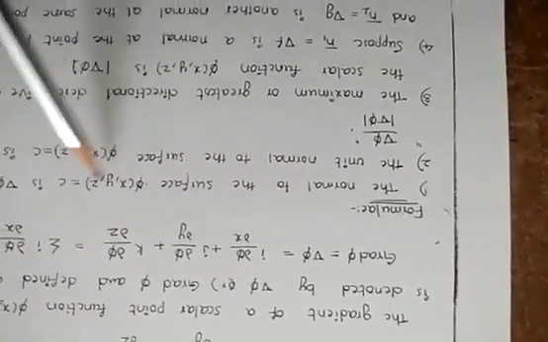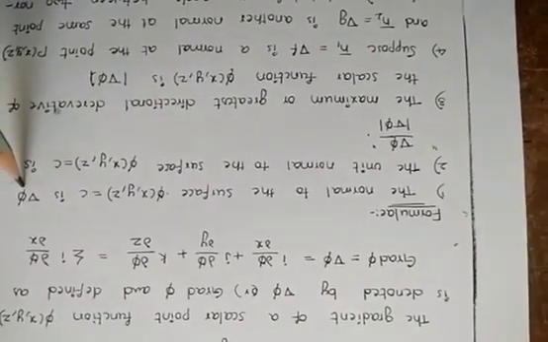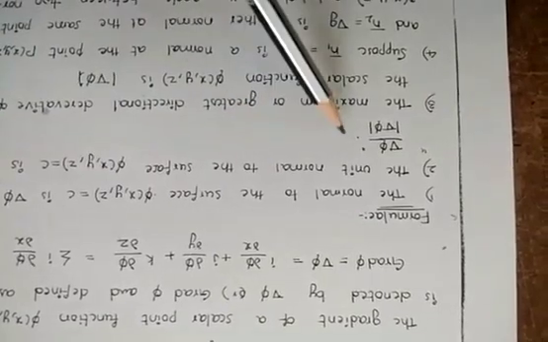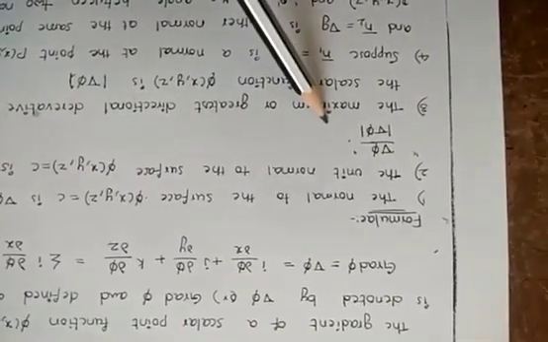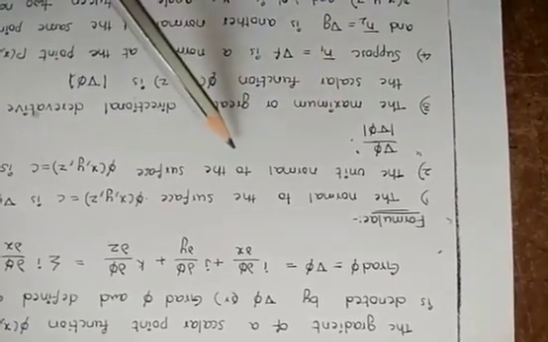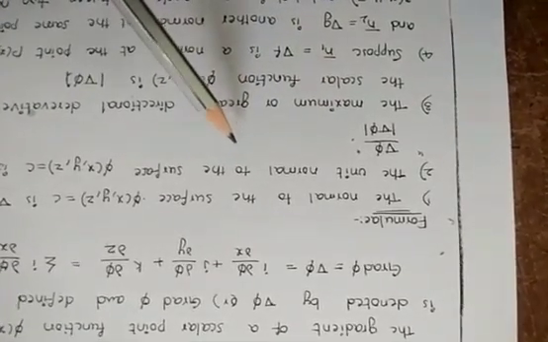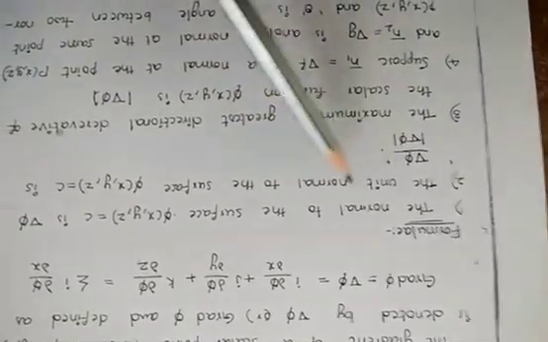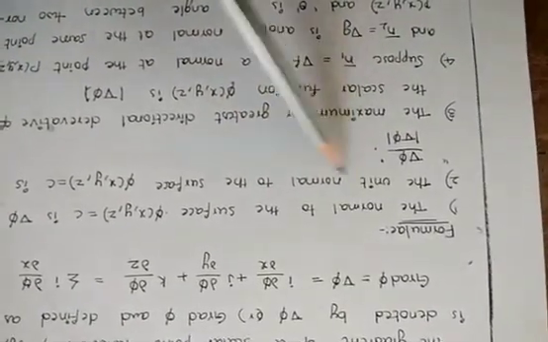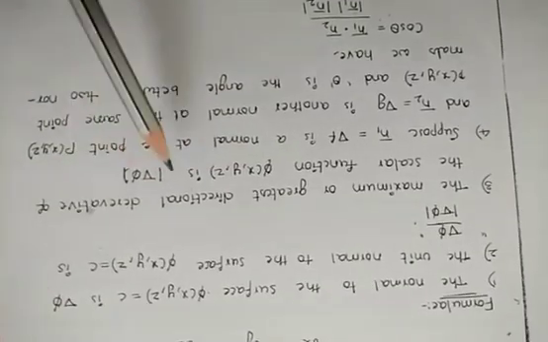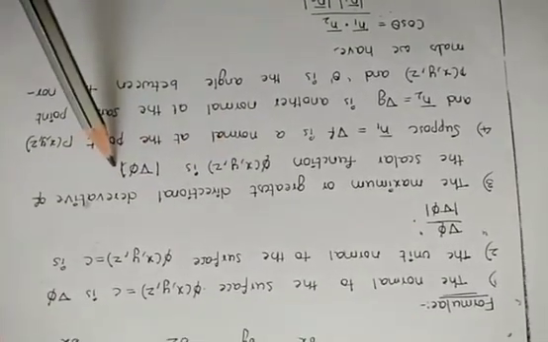Normal to the surface phi of x, y, z is given by del phi, and the unit normal to the surface is given by del phi by modulus of del phi. Suppose a bar is any vector, then its unit vector is given by a bar by modulus of a bar. Like this, del phi by modulus of del phi is the unit normal to the surface phi of x, y, z equal to c. The maximum directional derivative is given by modulus of del phi.